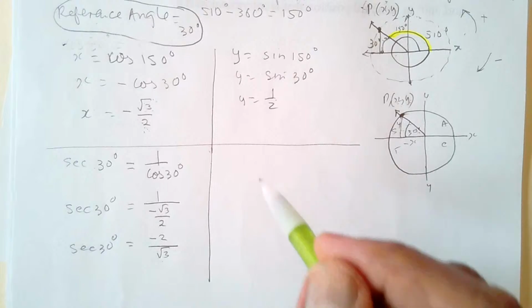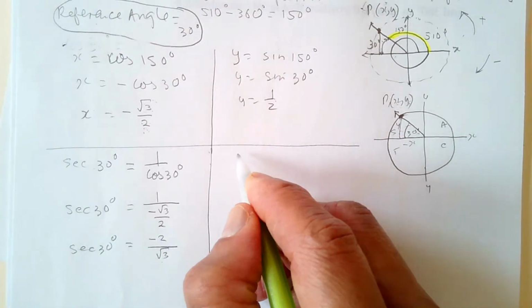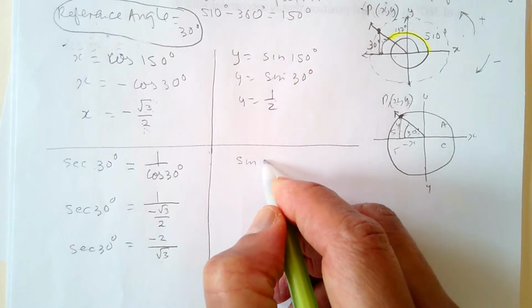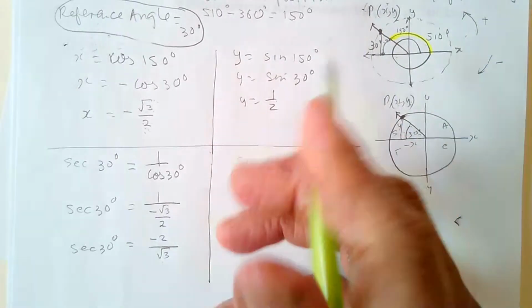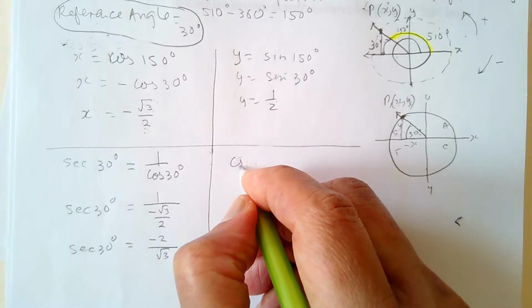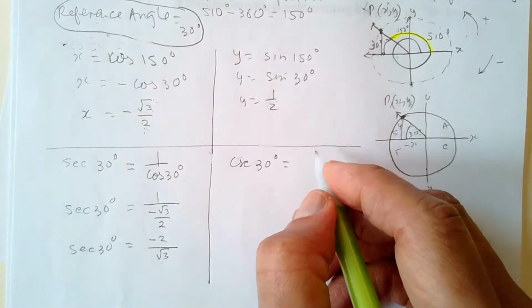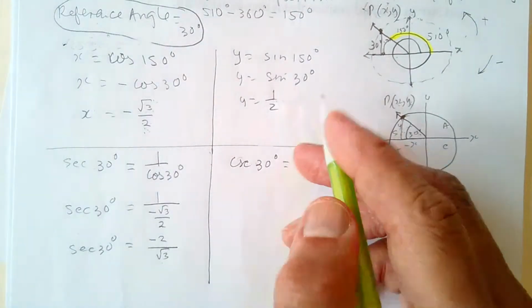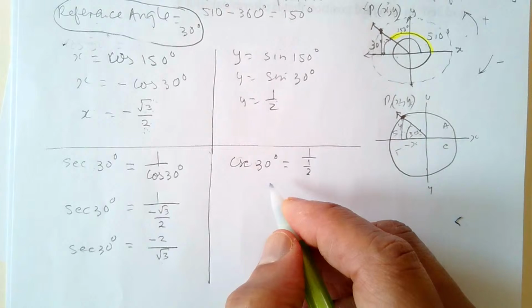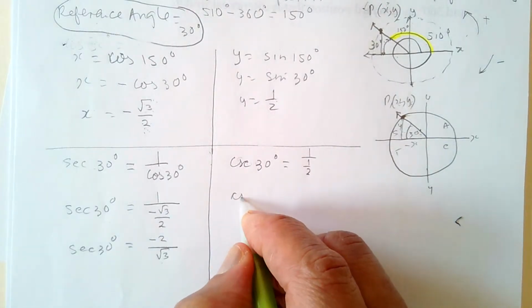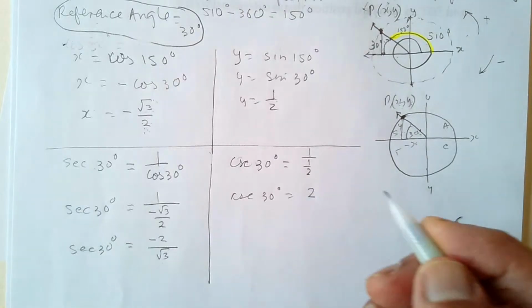Okay, secant. Now, in this case, we're looking at cosecant 30 degrees, which is equal to 1 over a half, which will give us 2. So cosecant 30 degrees here is equal to 2.